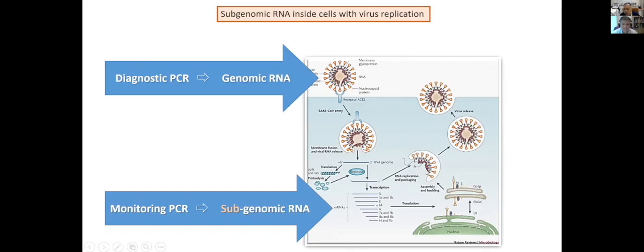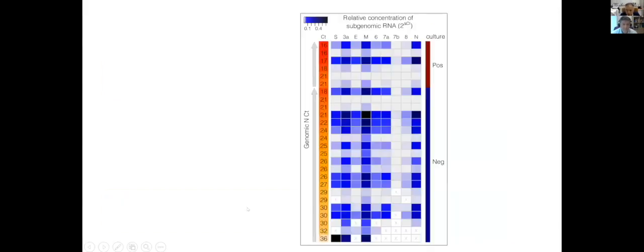The purpose is to differentiate whether the specimen contains active virus, as indicated by this spectrum of subgenomic RNA that is produced during the process of replication, as opposed to maybe just fragmented genomic RNA from dead viral particles that are contained in the sample.